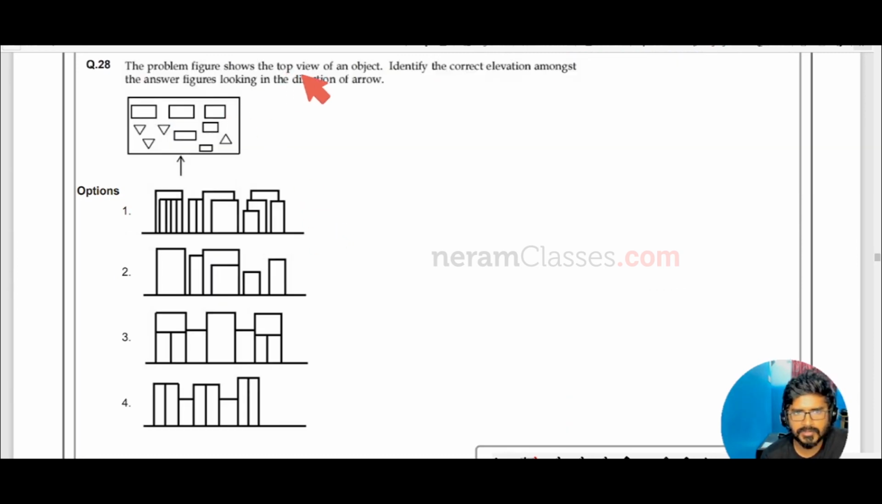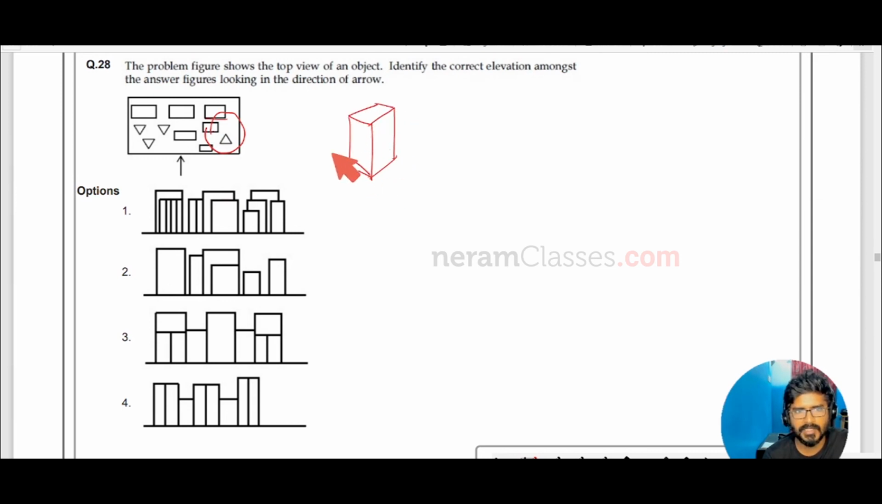The problem figure shows the top view of an object. Identify the correct elevation among the answer figures looking in the direction of the arrow. So here they have given many shapes arranged on a flat surface. Now we need to find out the elevation for this composition from the direction of the arrow. At first this question may look quite complicated for you, but with any one small portion you can easily filter out the options here. So what I took is this area here. You can see there is a cuboid here. It may be of any length.